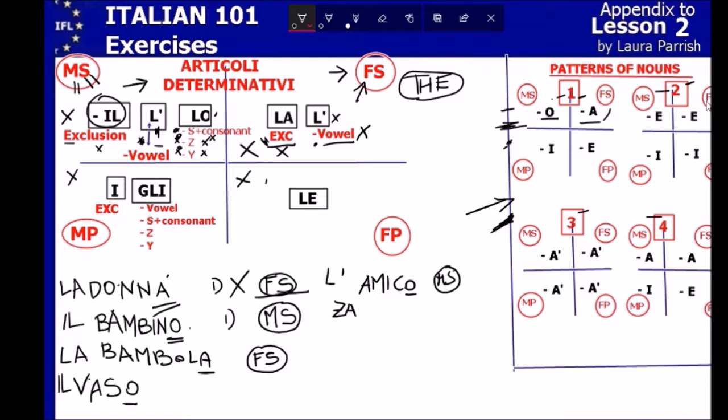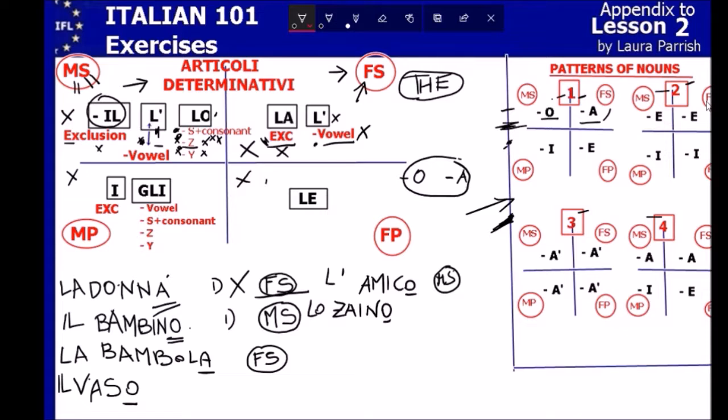Next word, zaino. That means backpack. Okay. So, ending O, is masculine singular. Remember, the majority of Italian words, almost all Italian words, when ending in O are masculine, when ending in A are feminine. This is a general rule. Of course, there are exceptions, but it's a good thing to remember. So, it's masculine singular. You go here, start with S plus consonant, no, start with Z. Yes, it starts with Z. So, the right article is lo zaino.